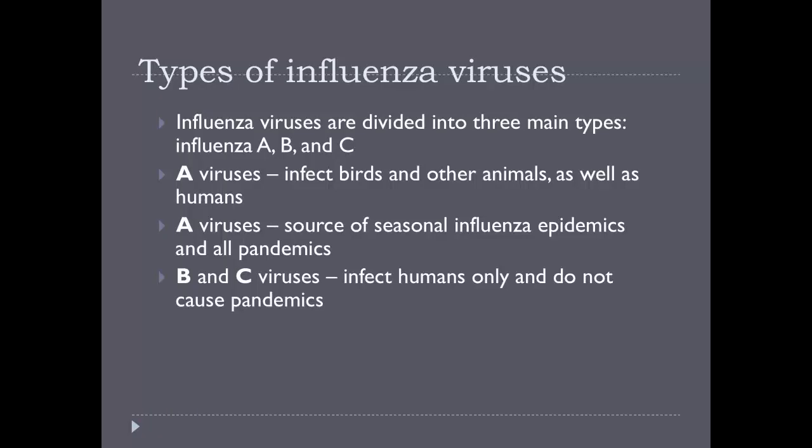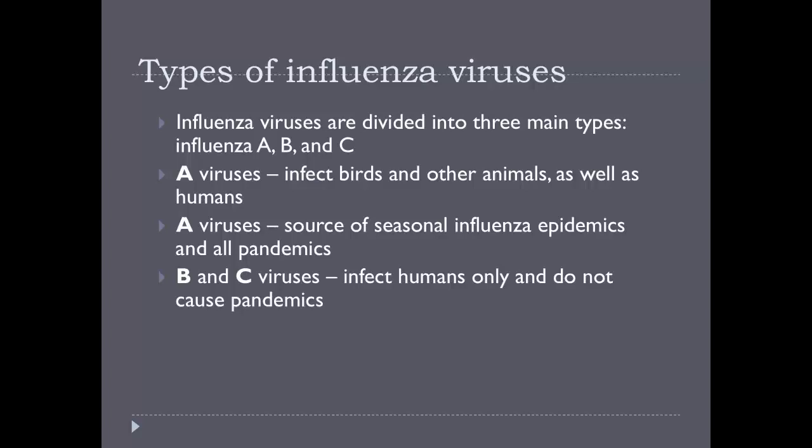The types of influenza virus. Influenzas are divided into three main types, type A, B, and C. A viruses usually infect birds and other animals as well as humans. A viruses are the source of the seasonal flu epidemics and all pandemics. B and C affect humans only and do not cause pandemics.